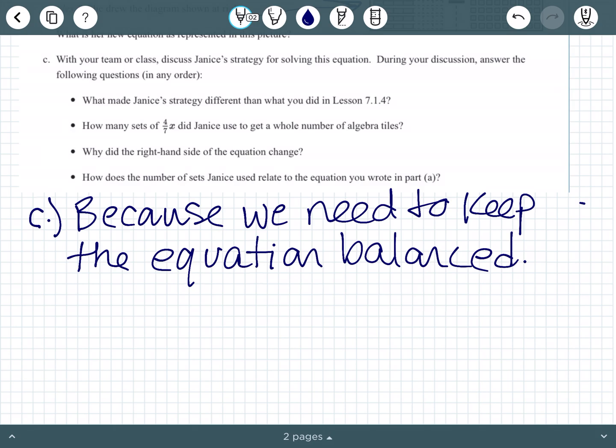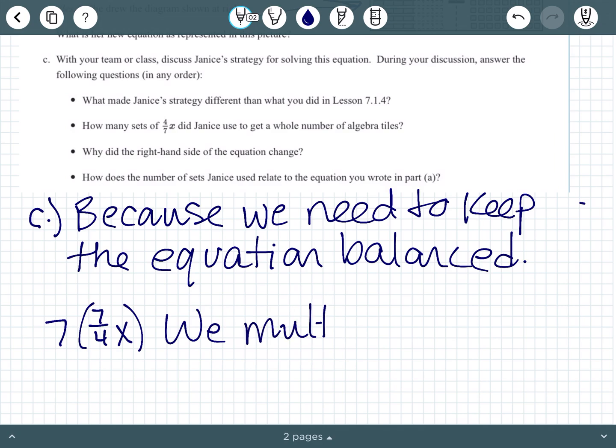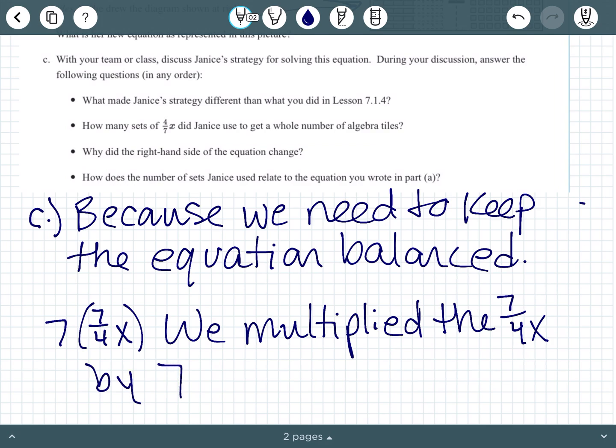And finally, last question, how does the number of sets Janice used relate to the equation you wrote in part A? Well, our equation for part A showed 4/7 x. So we could say we multiplied the 4/7 x by 7. All right, and that is all for question 752.